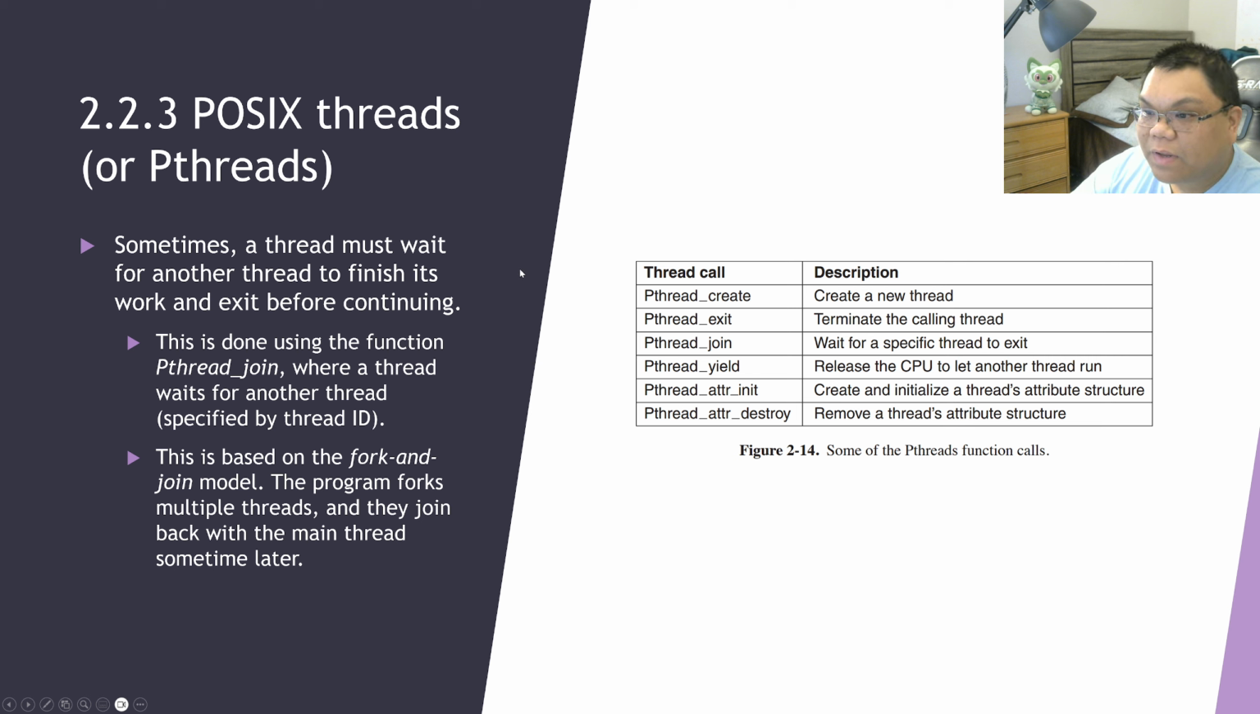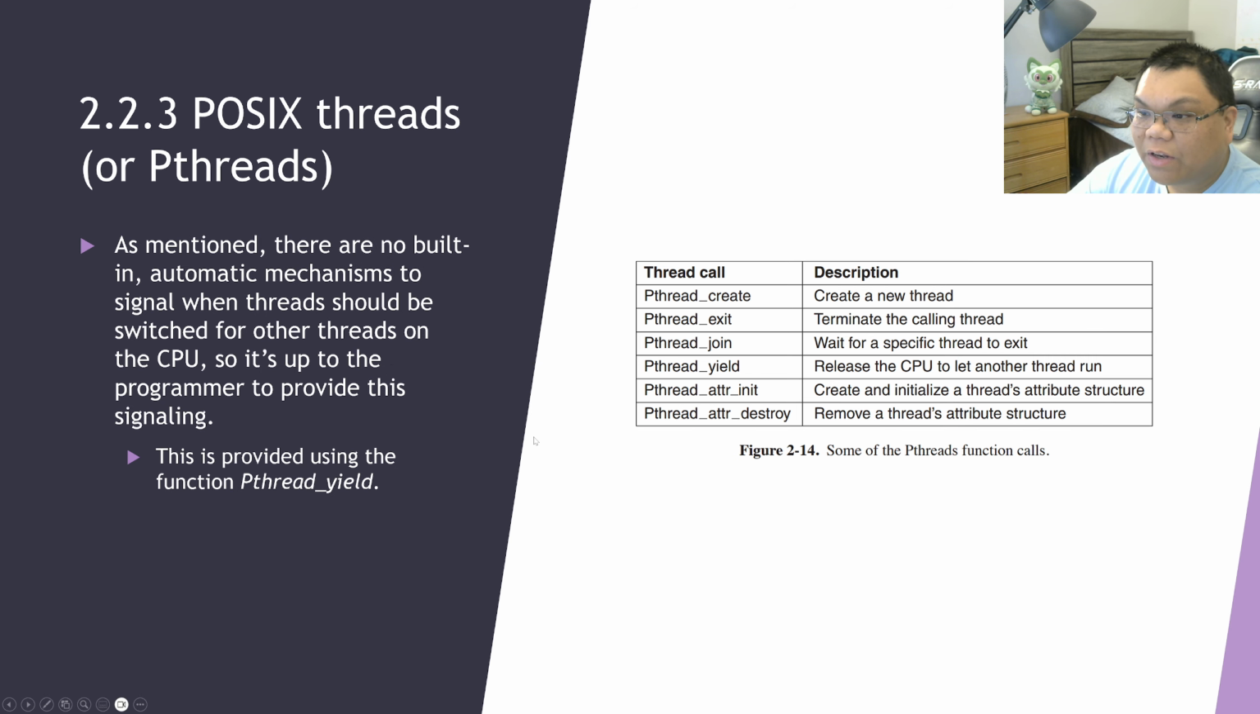And of course we have pthread exit, that is like wait with processes. Sometimes a thread must finish. Sometimes a thread must wait for another thread to finish its work and finish executing. That's pthread join. And as mentioned yesterday, there are no built-in mechanisms to signal when threads should be swapped out for other threads because that exists at the process level, not at the thread level, so we need functions to do that ourselves, and that one is called pthread yield.